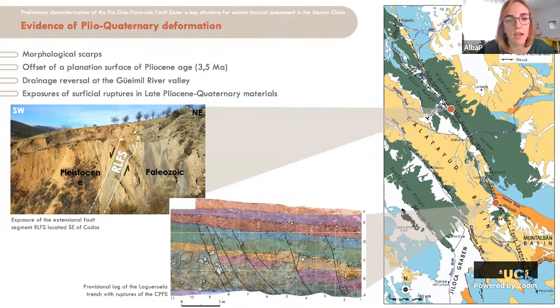Exposures of superficial ruptures in late Pliocene-Quaternary materials have also been studied, normally along the fault trace, like in the first photograph, where the Pleistocene units are offset around 20 meters, but also from a paleoseismological trench recently excavated in Quaternary materials, like in the second picture. So next slide, please.